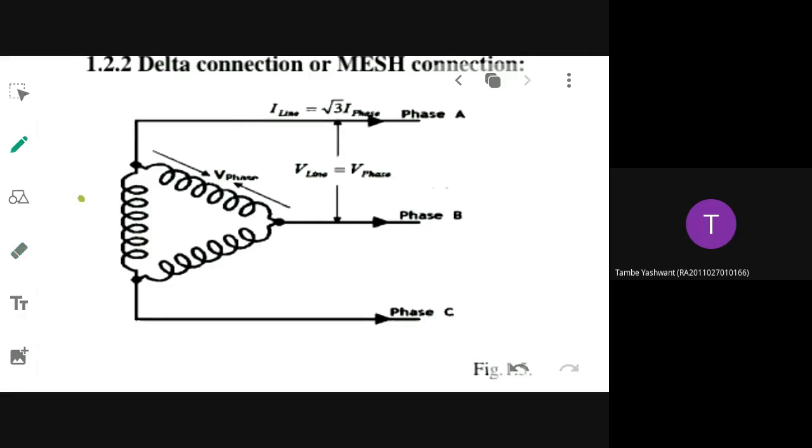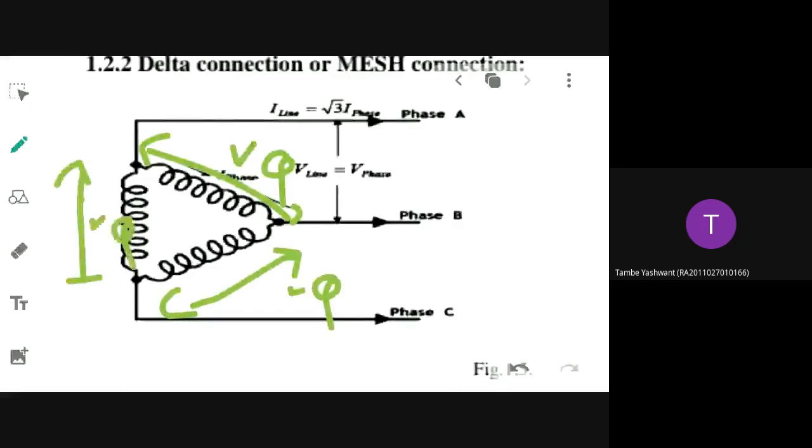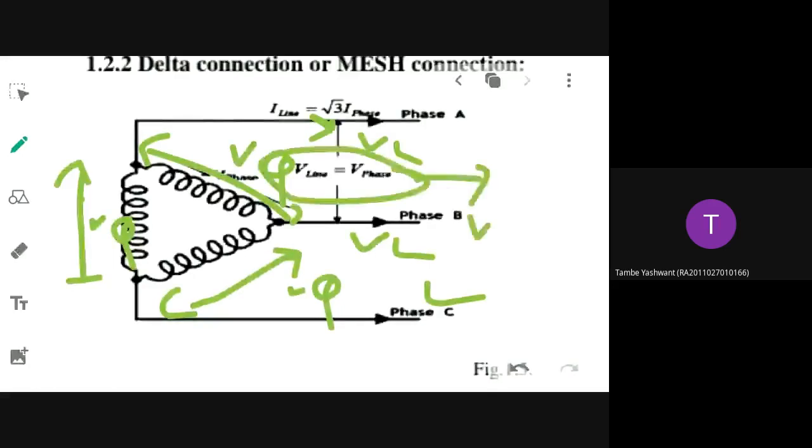Okay, this voltage is my phase voltage. This voltage is my phase voltage. This voltage is my phase voltage. Okay, this is my line voltage, VL. So are both equal or not equal? Yes, ma'am, equal. Equal only. So that is the concept that leads to the relationship that says VL is equal to V phase.